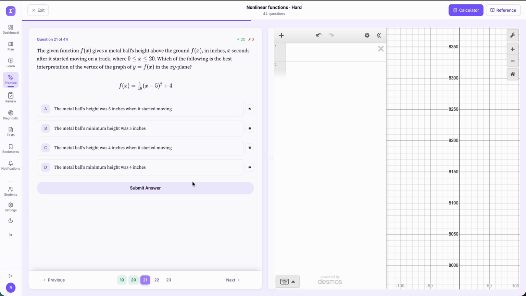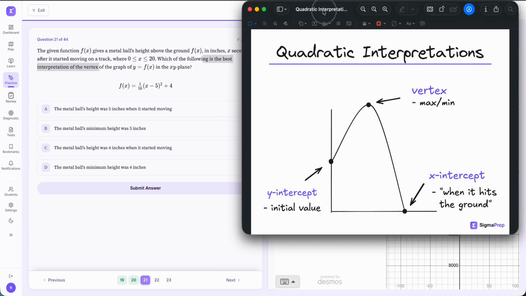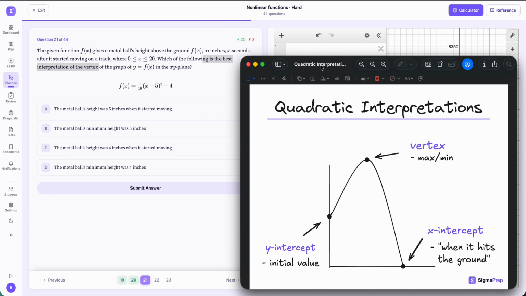Okay, next one. The given function, f of x, gives the metal ball's height above the ground in inches x seconds after it started moving. Which of the following is the best interpretation of the vertex, right? So they like these questions about quadratics. You want to understand quadratic interpretations, right? We got a graph just for that, right? There's 3 critical points that they like to ask about, and you got to know what each point signifies, right?